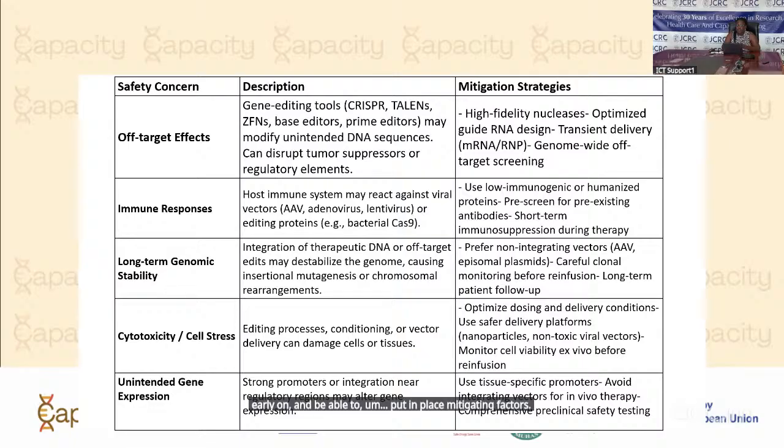Then another thing that you would have to consider in terms of safety is the stress on the cells. So for gene therapy, we've said you need conditioning. There is vector, for you to be able to infuse these cells back into the patients. Then the editing processes, and there is potential damage to cells and tissues. So there is need to optimize the doses and delivery conditions, and also use safer platforms to deliver these genetic modifications.